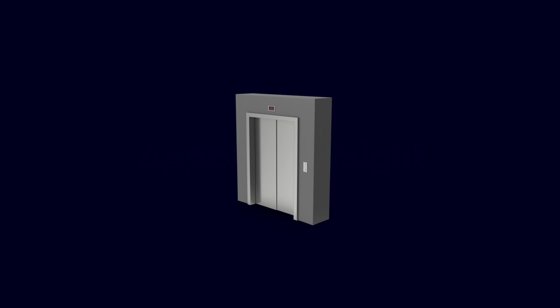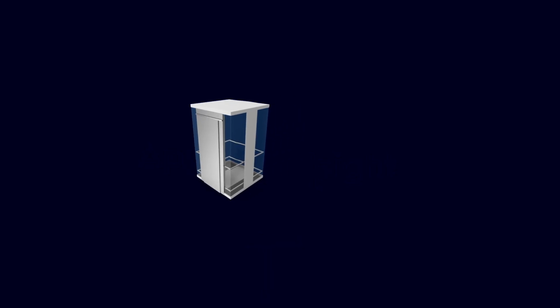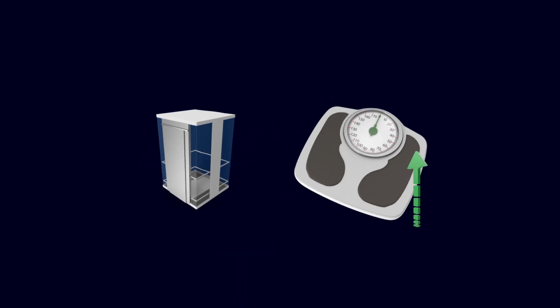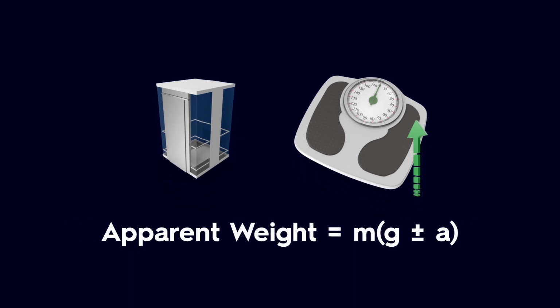Let's deepen the idea with apparent weight. When you're in an elevator speeding upward, your scale reading increases because you need extra upward force to accelerate. In general, apparent weight is mass times the quantity g plus or minus a, depending on the direction of acceleration.